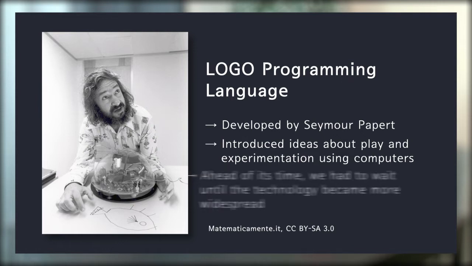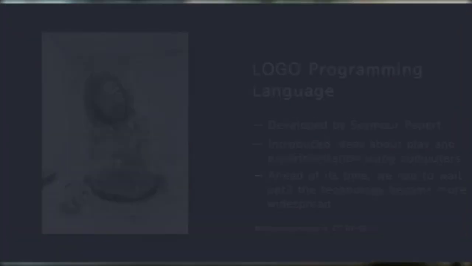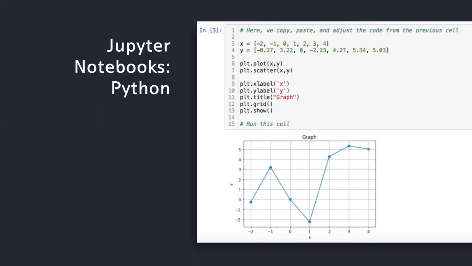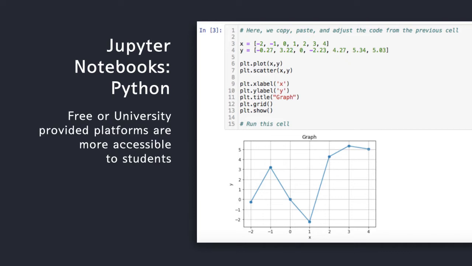The ideas were there, but unfortunately, we had to wait until the technology became more widespread to vast segments of the population, and affordable, meaning cheap or free. Today, for instance, we enjoy the convenience of Jupyter notebooks in coding with Python. Instructors have opportunities to pick between a wide variety of platforms, which are either free or their university subscribes to them. This makes accessing coding tools free for their students.